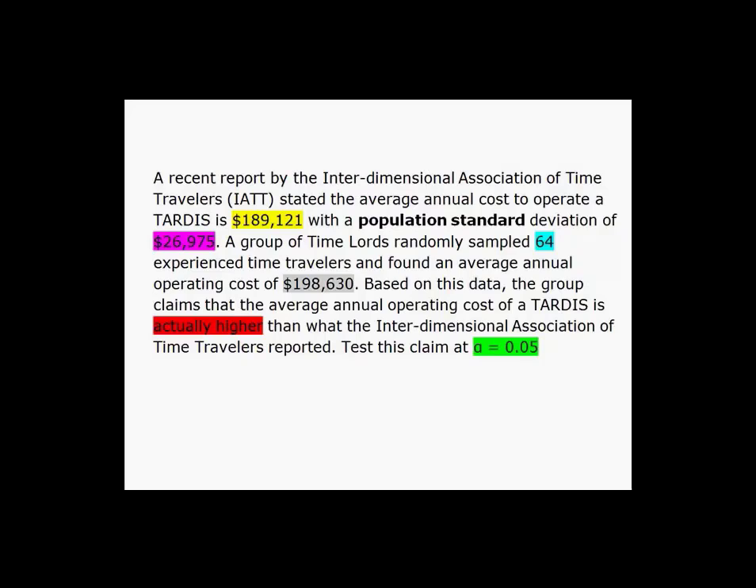So what you'll notice that I've done is I have highlighted all of the important information out of this question. So you can see that I've got all kinds of stuff that's been highlighted, and I'm going to show you now why I did that.